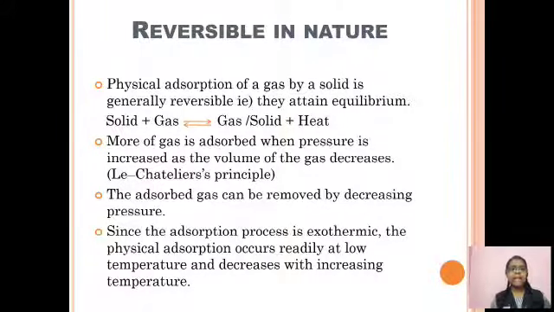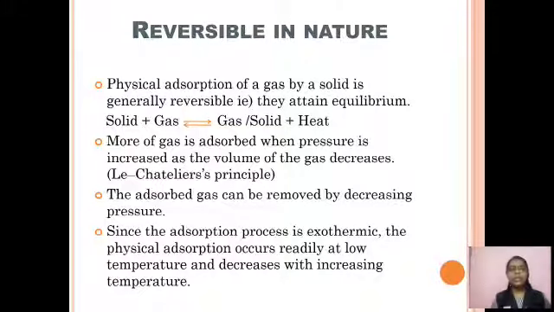Next, we are going to study about the reversible nature of physical adsorption. Physical adsorption of a gas by a solid is generally reversible. That is, they attain equilibrium. Since they are attaining equilibrium, we can reverse it easily. And if you want to increase the amount of gas adsorbed, if we apply a little pressure, we can increase the amount of gas, because when we increase the pressure, the volume of the gas ultimately decreases. So more gas can be adsorbed. And also, if you want to remove the adsorbed gas, we can decrease the pressure, and so the adsorbed gas will be removed.